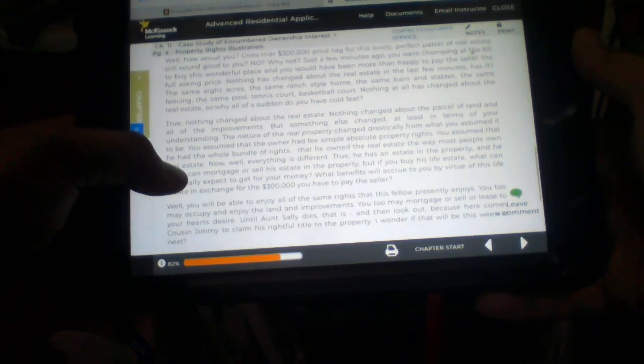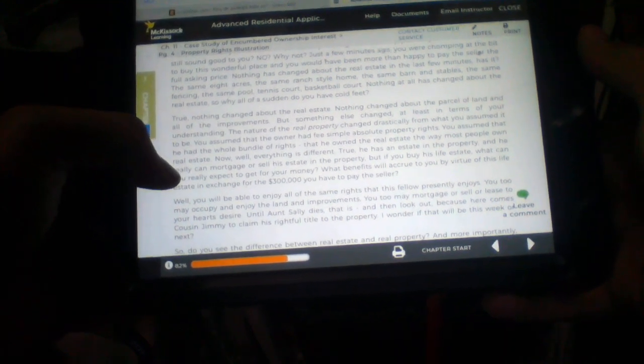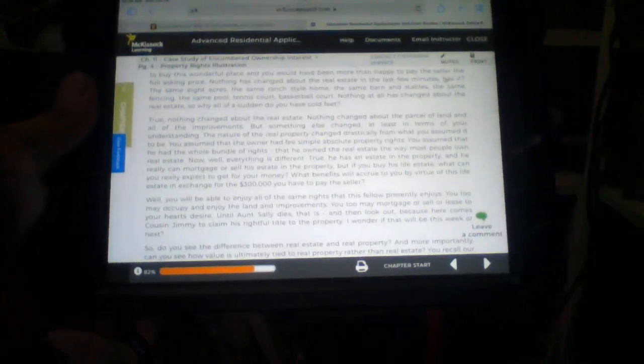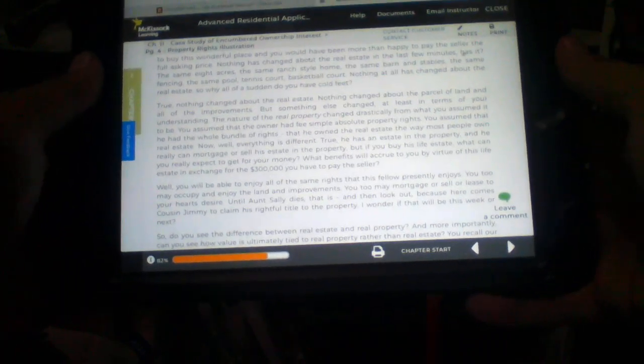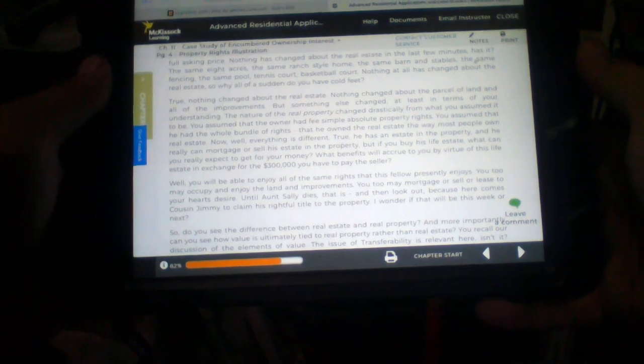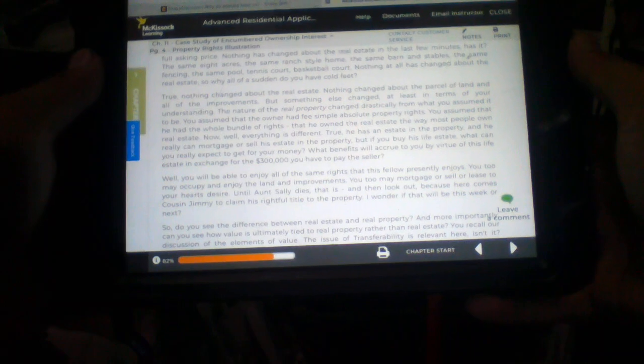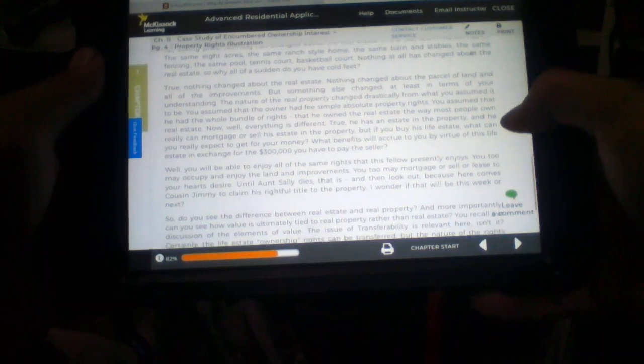Well, how about you? Does that $300,000 price tag for this lovely, perfect parcel of real estate still sound good to you? No? Why not? Just a few minutes ago, you were chomping at the bit to buy this wonderful place. And you would have been more than happy to pay the seller the full asking price. Nothing has changed about the real estate in the last few minutes, has it?